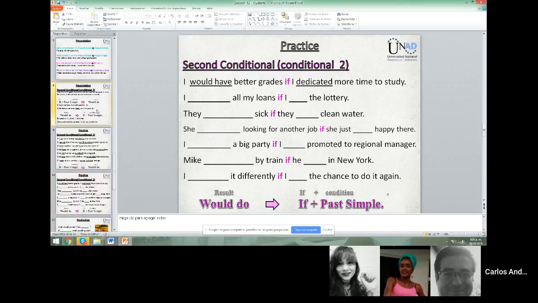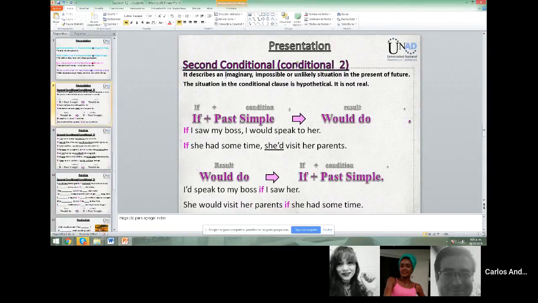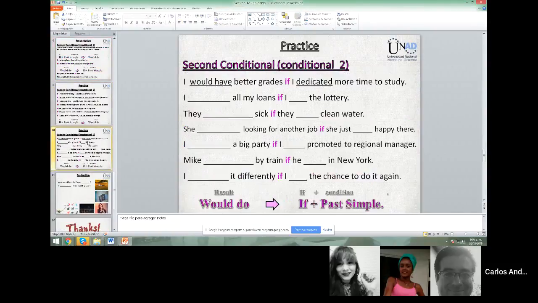But let's remember something. We are talking about imaginary, impossible, or unlikely situations. So what is the meaning of that? It means that the person who thinks they could dedicate more time to study, it is more probable that that person is not going to dedicate more time to study. That is a hypothetical situation. So if the person is saying this in the second conditional, it means that the person probably won't do that, won't study too hard. Okay, so very good, Viviana. Let's go on. Who wants to go next?